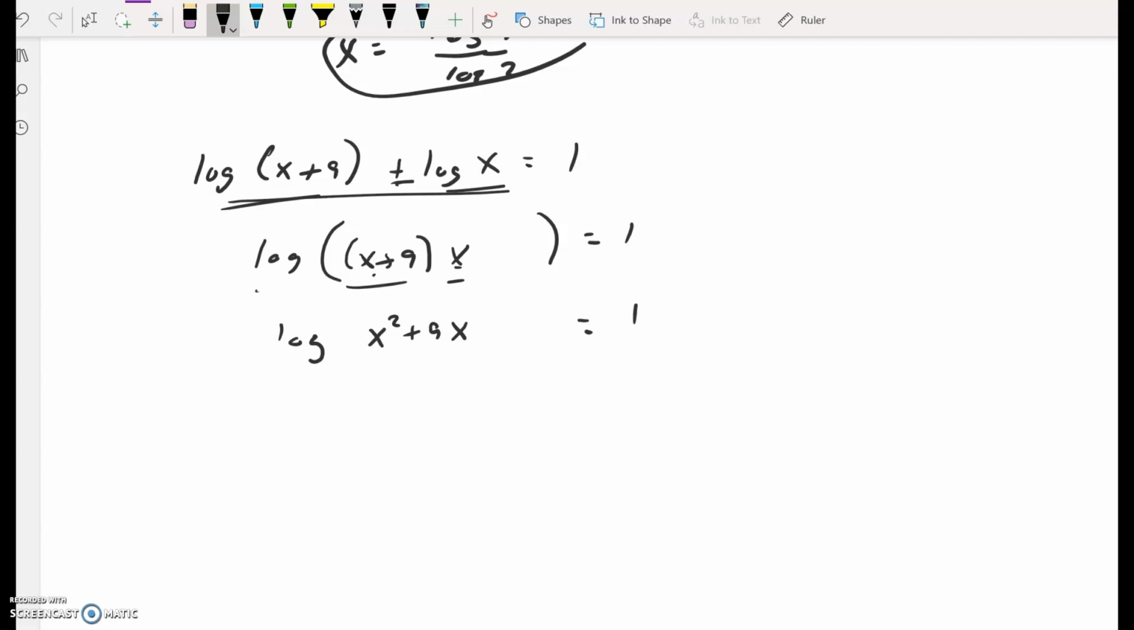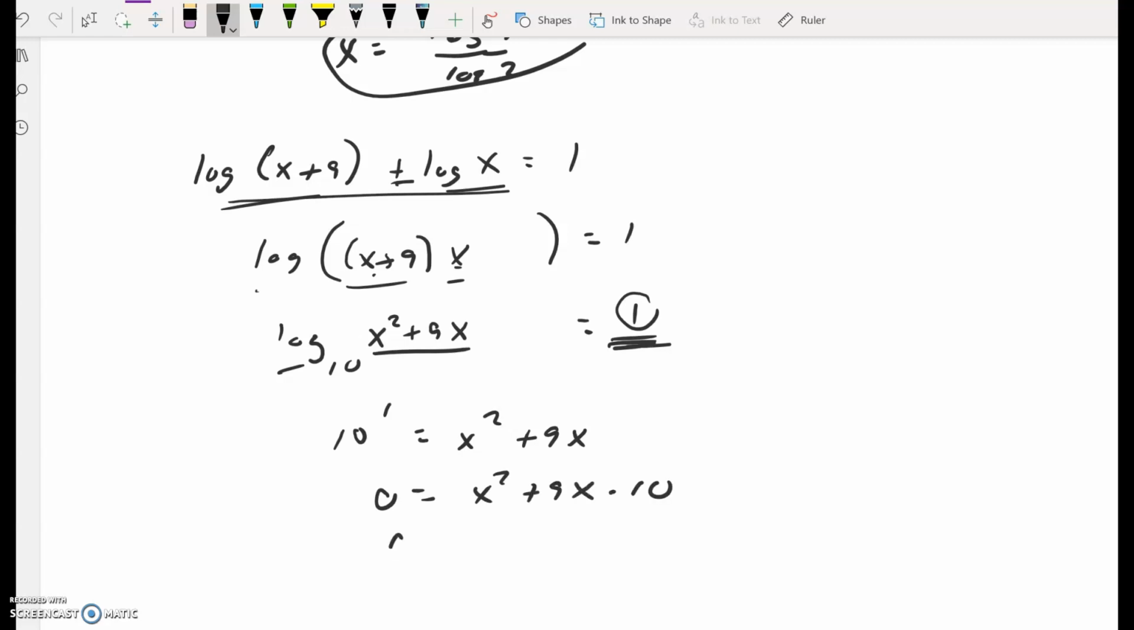But a logarithm without a base has an implied base of 10. So let's turn this into an exponential equation just for the heck of it and see what we can do. The base 10 to the exponent. Remember, the logarithm is a power, so this is the power, and this is the result. Subtracting 10 from both sides, I have a quadratic equation.